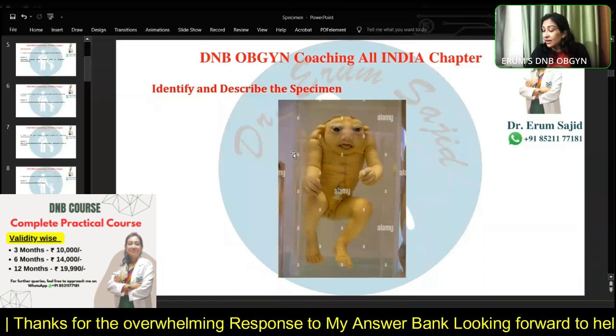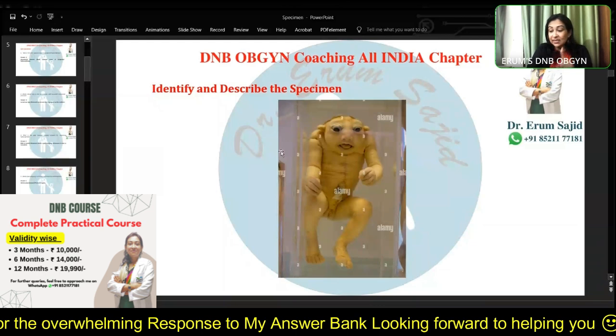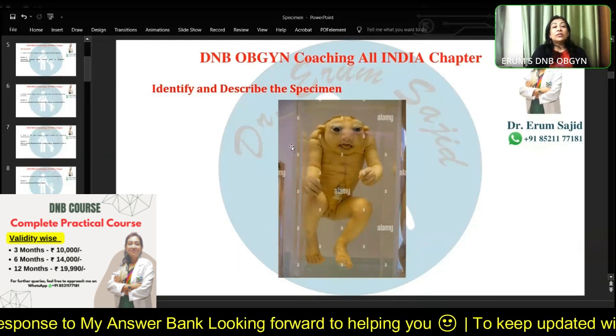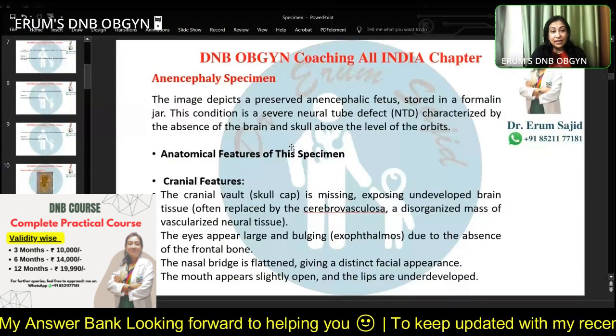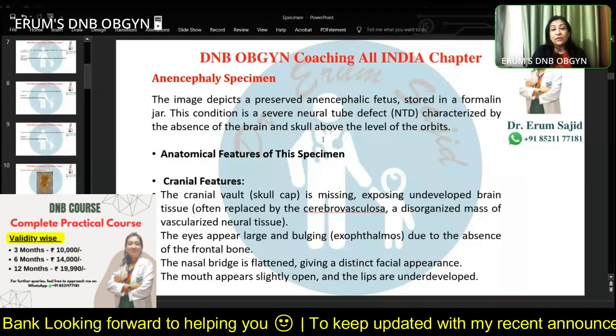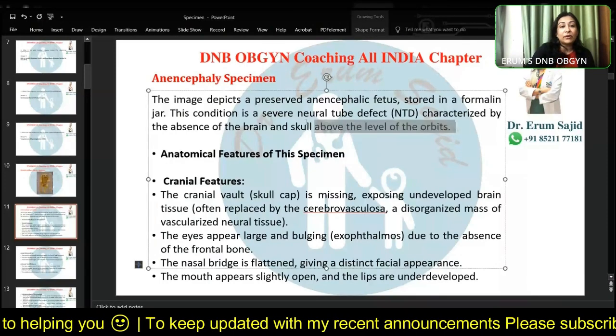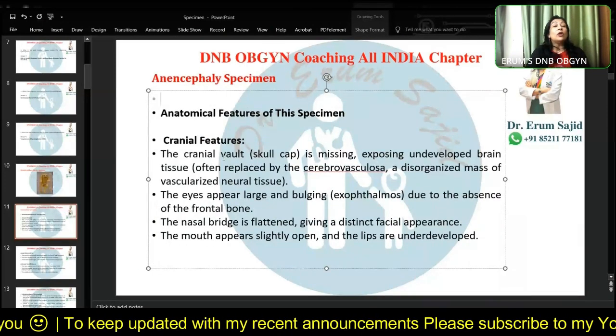Absent cranial vault with frog eye appearance. Excellent. Very good answers this time. The specimen is a preserved anencephalic fetus stored in formalin. This I'm going to skip because that's not the right way to start. The cranial vault is missing.